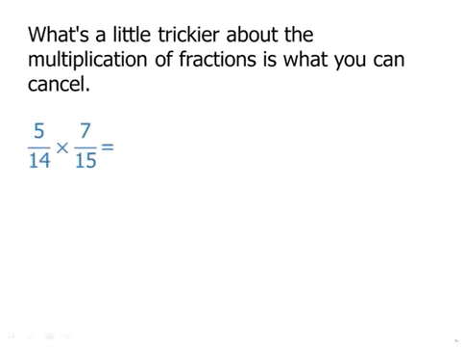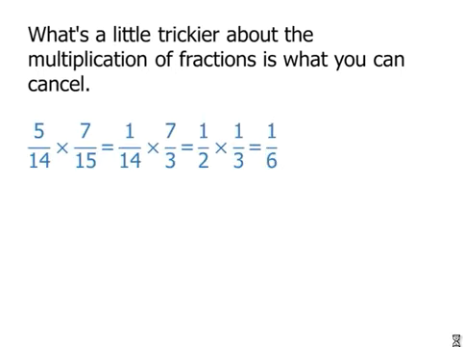So if we're multiplying 5/14 times 7/15, we can actually cancel the common factor of 5 between the 5 in the numerator of one fraction and the 15 in the denominator of the other. They go down to 1 and 3 respectively. We can also cancel the 7 in the numerator with the 14 in the denominator of the other one. They go down to a 1 and a 2, and we just wind up with 1/2 times 1/3, which is 1/6. Much, much simpler.